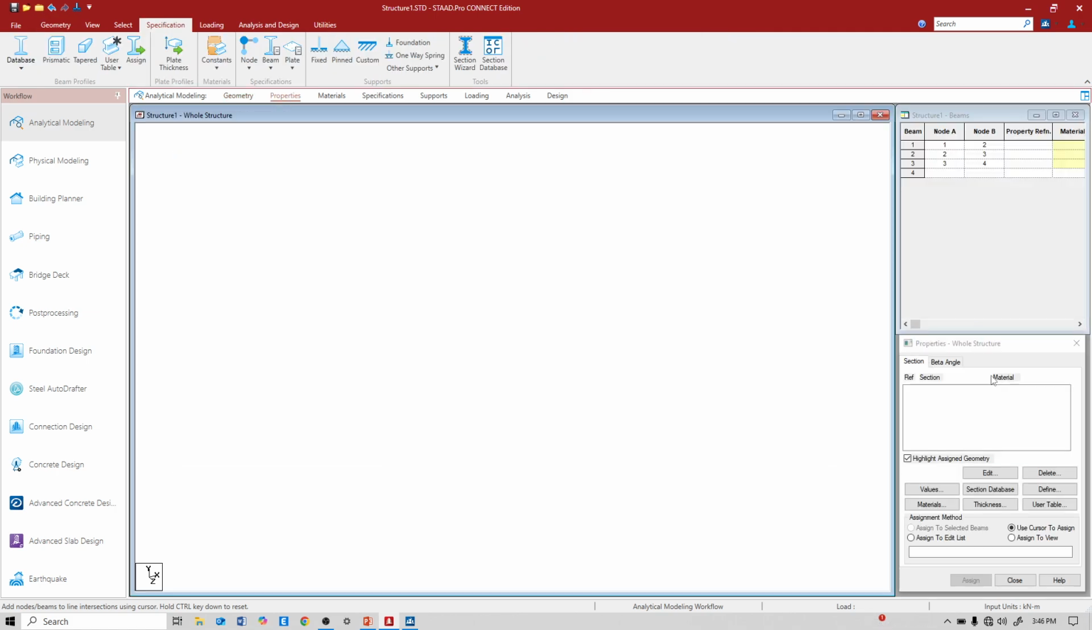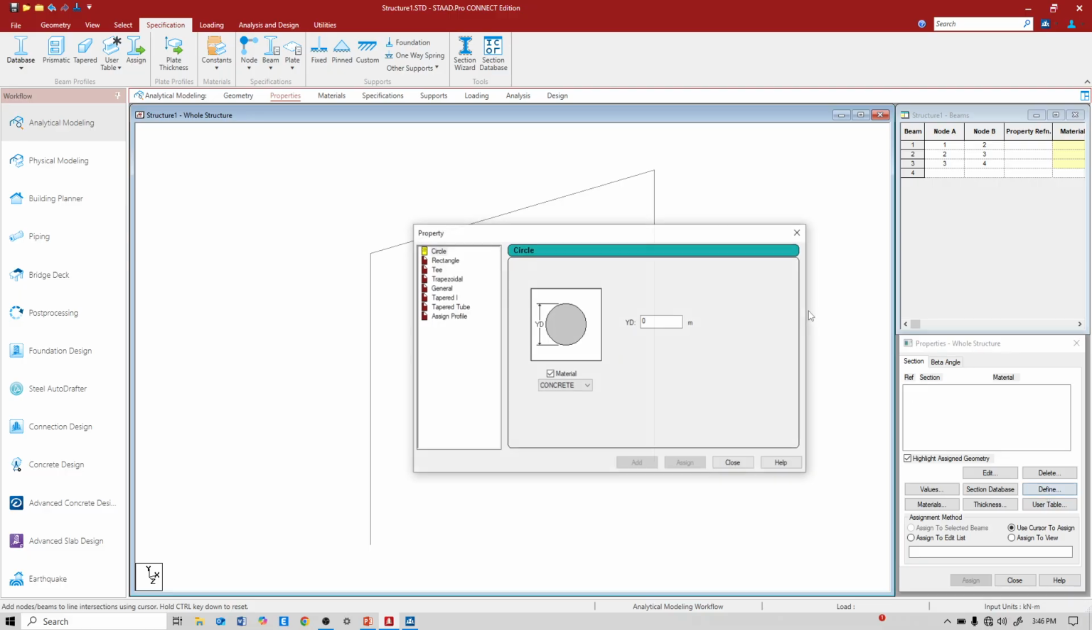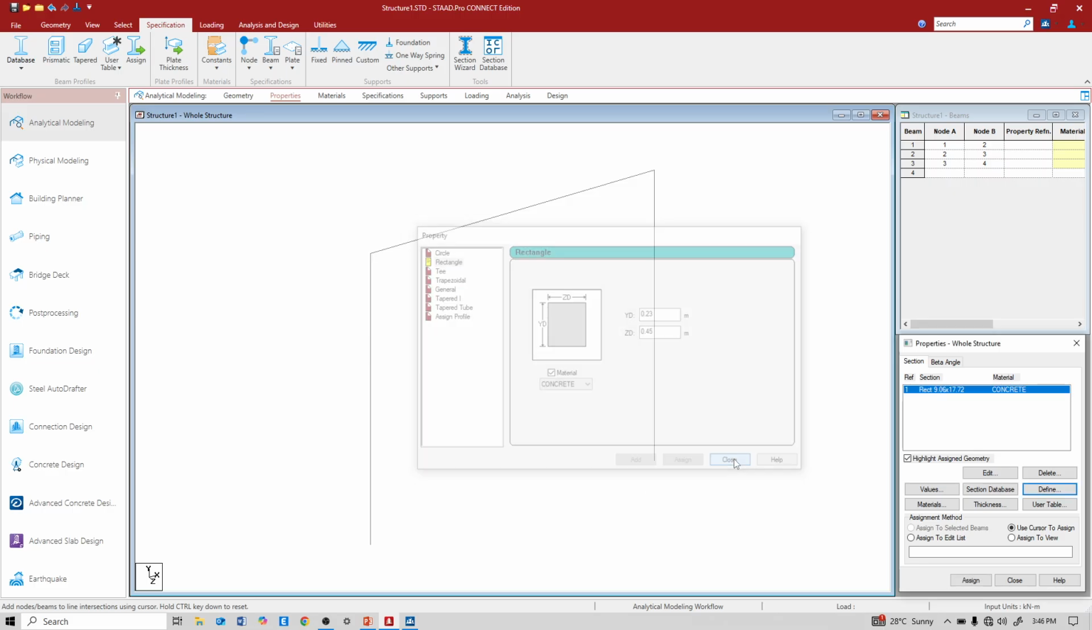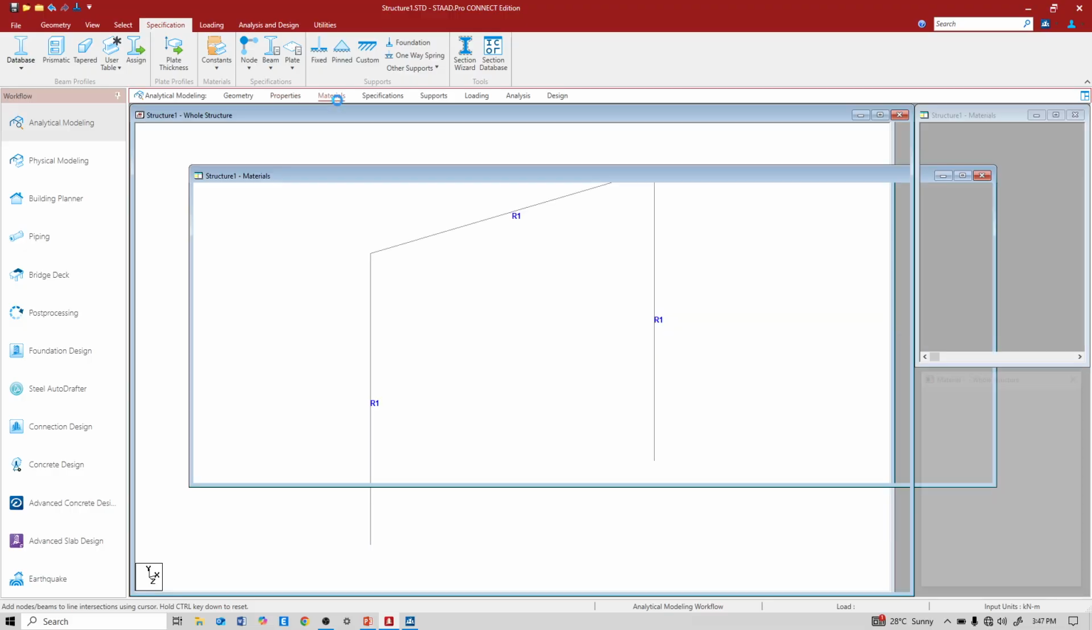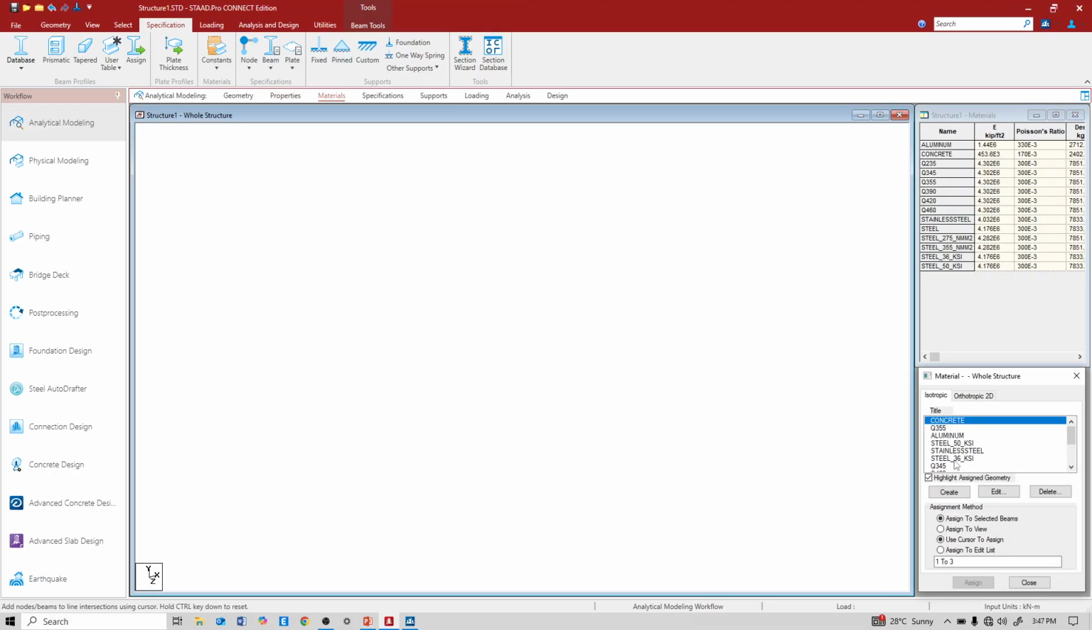Go to properties, define some property. For errorless calculation, we need to provide this property. We are not interested to calculate BMD for that tail load, but in StatPro software, there is necessity to define material and section properties.